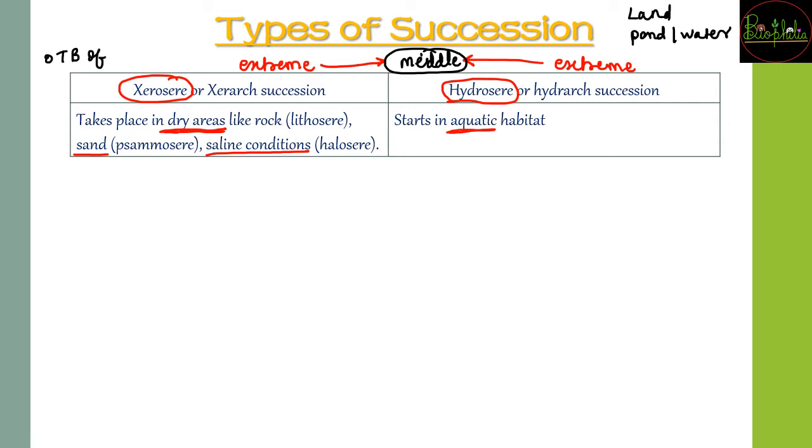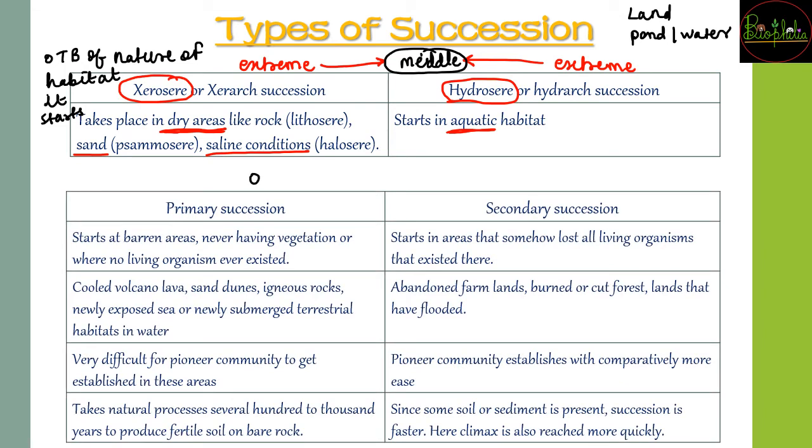So that is the first type of classification of succession, that is going to be on the basis of the nature of habitat where it is going to start. So nature of habitat, ek hua drier conditions, and the second one is going to be the watery conditions. So jo succession hai wo kahan se start ho raha hai, on that basis you are going to see the two types of succession. The second one is going to be on the basis of type of nudity of that area. So over here we see where is it starting, like primary succession hai ya secondary succession hai.